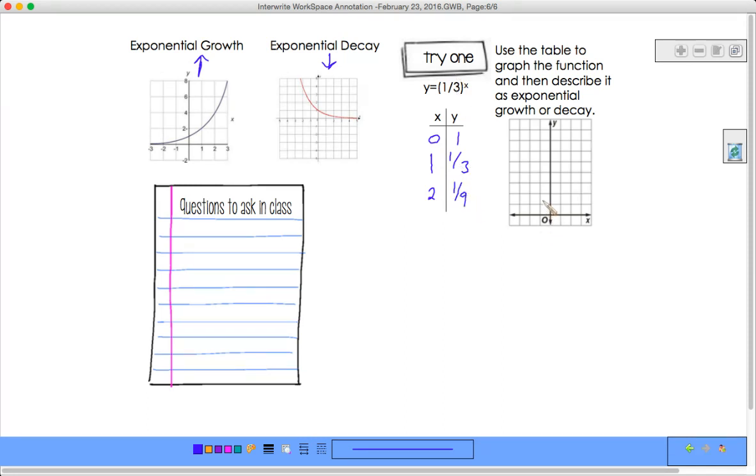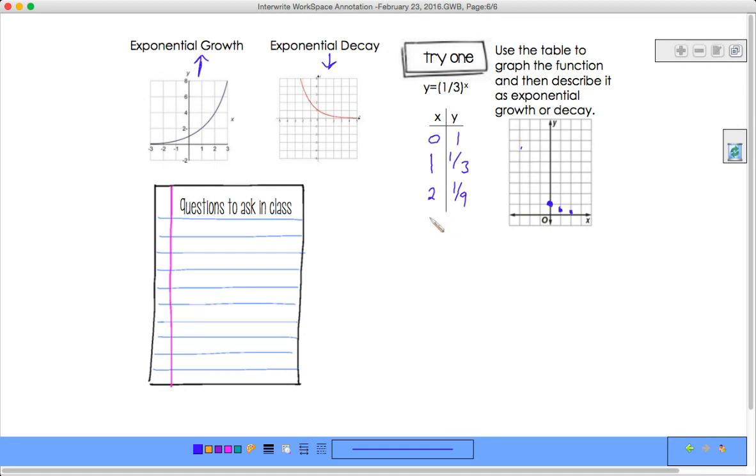So let's try graphing just those points, and I'll show you how to make this table on your calculator in class. So 0, 1 is right here. 1, 1/3 would be like right here. And it gets increasingly closer to this line. Okay, so I really need something over here.